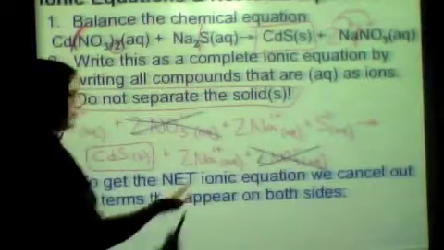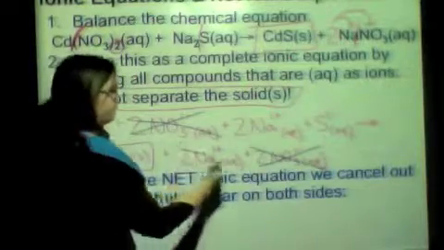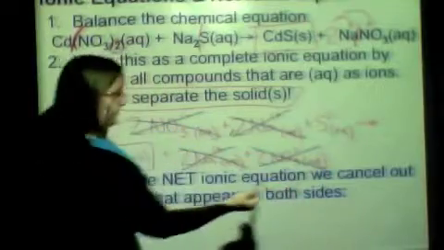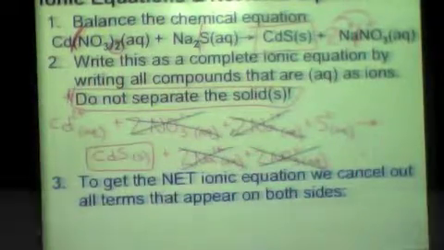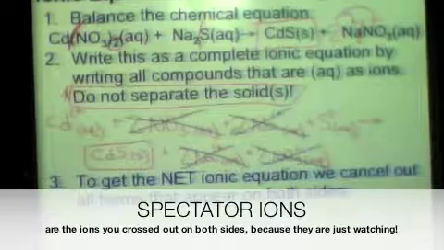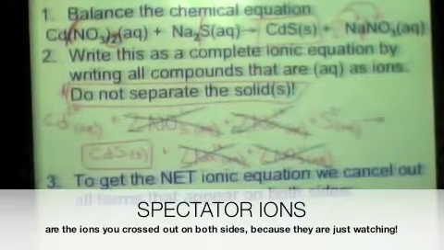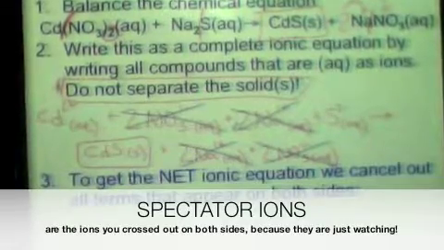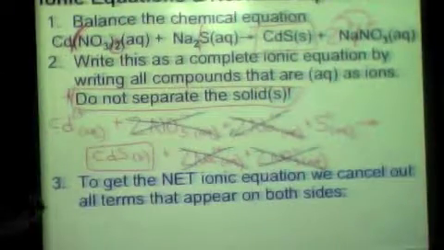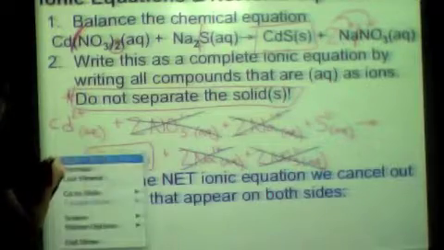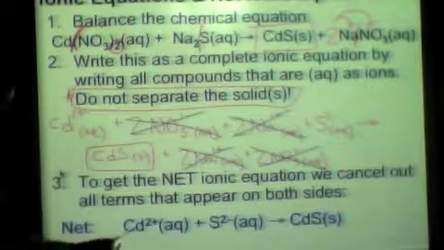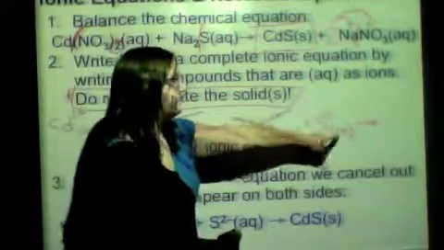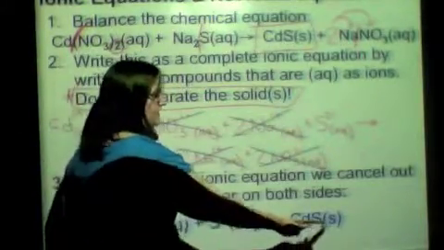Okay, another one, 2Na+, 2Na+, S2-. Do you see it on the right side of the arrow? No. The ions that you crossed out are called the spectator ions because they are not actually a part of the reaction. They are simply watching as the other ions form the solid. So, your final answer, your net ionic equation, is simply going to be Cd2+ (aq) + S2- (aq) produces CdS (s).